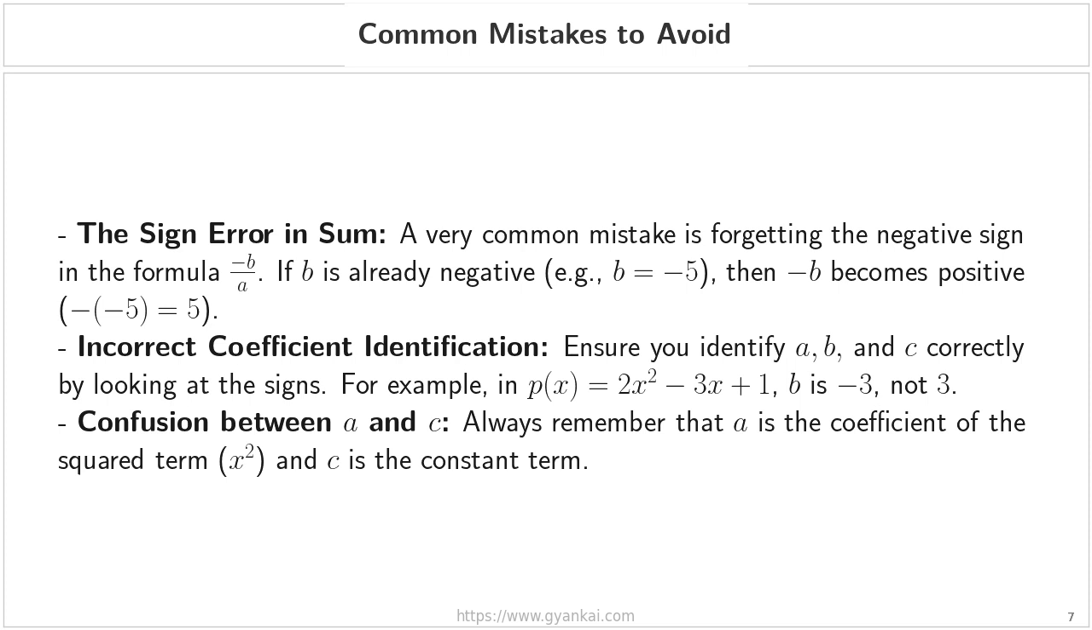Now, before we wrap up and look at our final summary, I want to pause and discuss some common pitfalls. Even if you understand the formulas, it is very easy to make small errors that lead to the wrong answer. Keep these 3 points in mind, and you will find that verifying your zeros becomes much more reliable. Now, let's move to our final slide to summarize everything we have learned today.